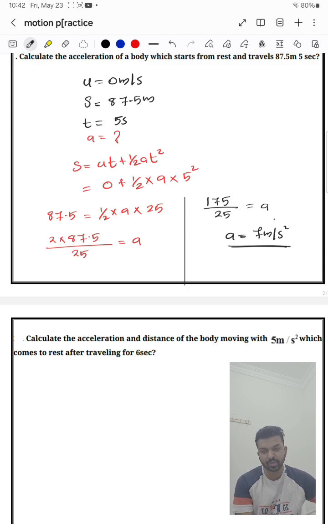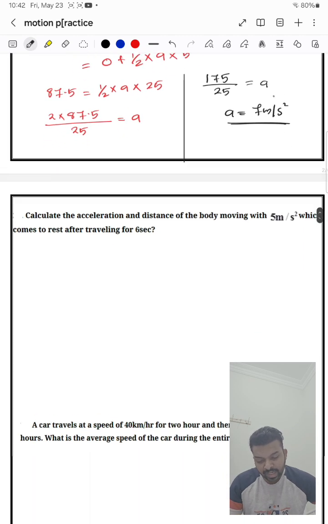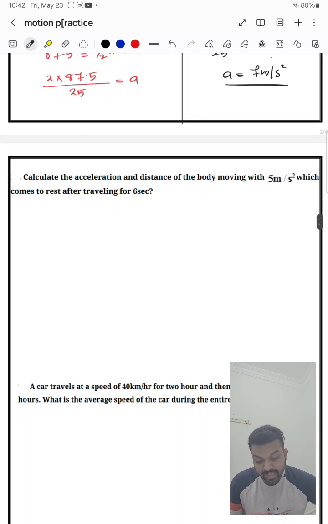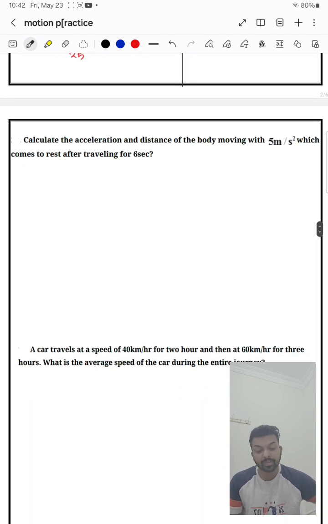Clear? Now going on to the next kind of question. So what is the next question? Let's see. Calculate the acceleration and distance of a body moving with 5 meter per second, which comes to rest after traveling for 6 seconds. See, comes to rest.